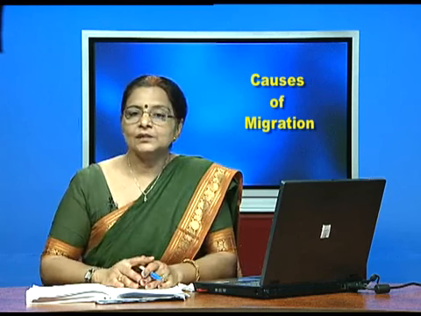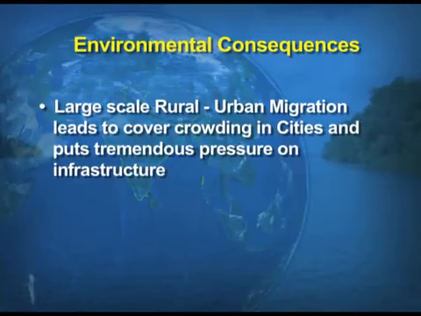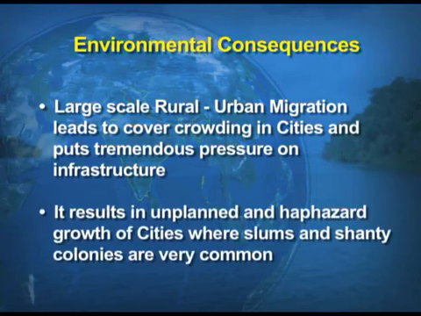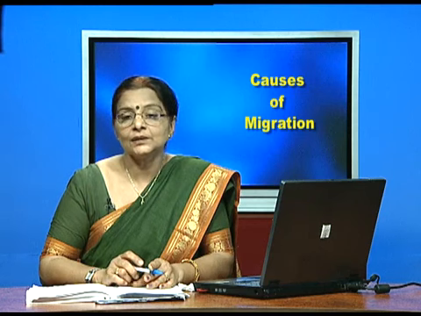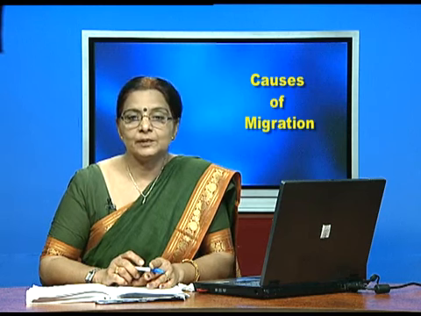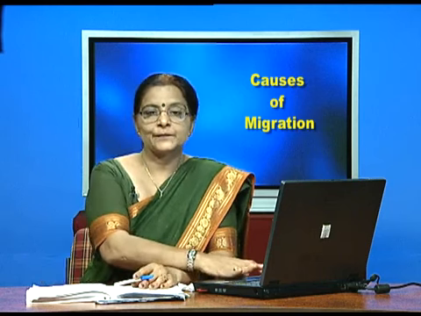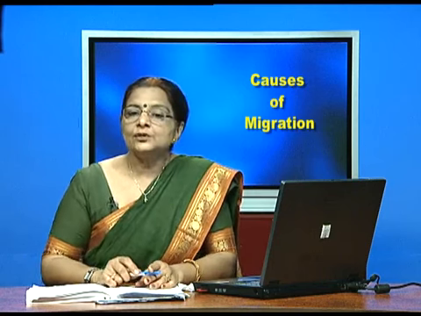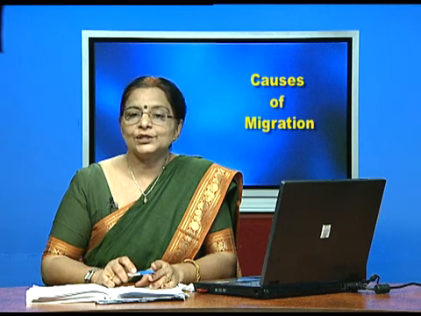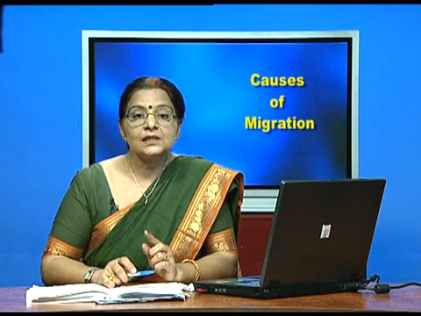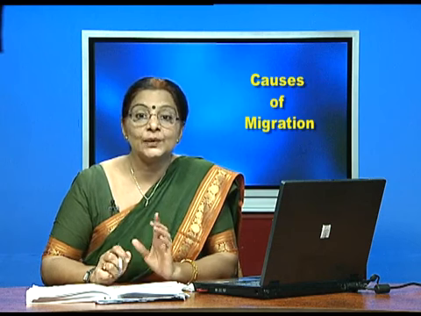Now, the environmental consequences. Large scale rural-urban migration leads to overcrowding in the cities and puts tremendous pressure on the infrastructure. So, it results in the unplanned and haphazard growth of the cities, with slums and shanty colonies, I mean the unauthorized colonies which people establish because of the shortage of space. Overcrowding is also related to the over-exploitation of the natural resources. So, this over-exploitation of the natural resources, children, is what?